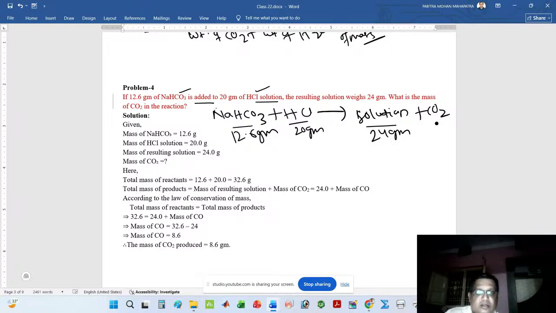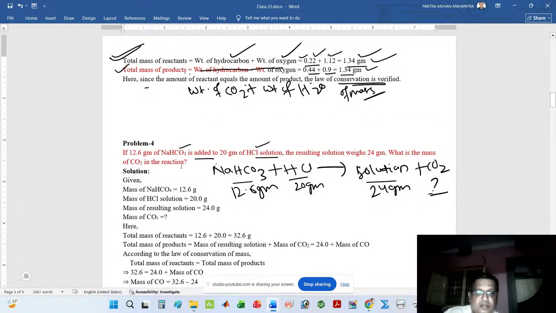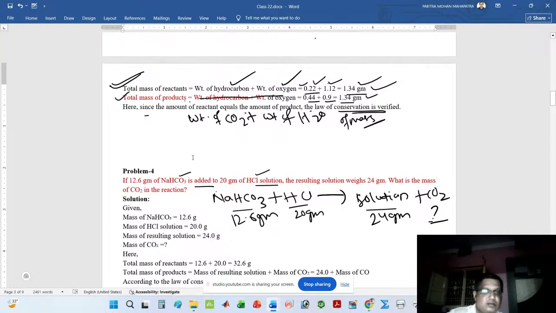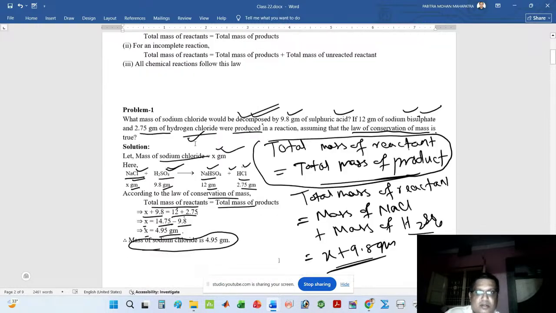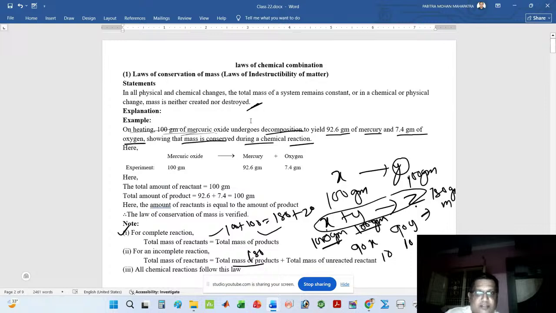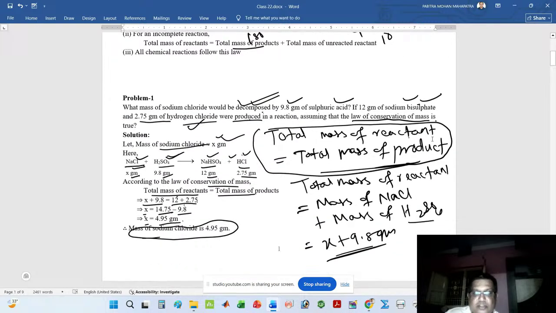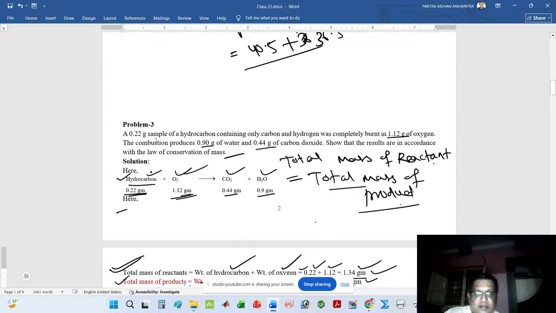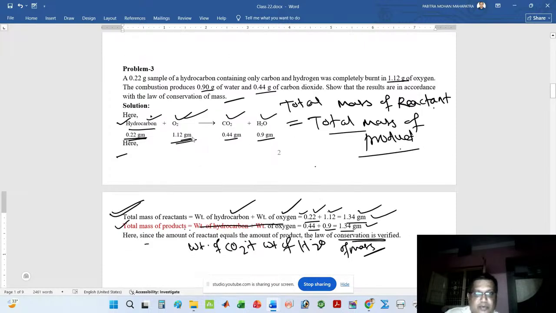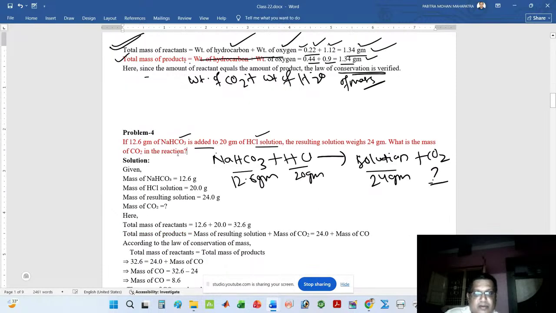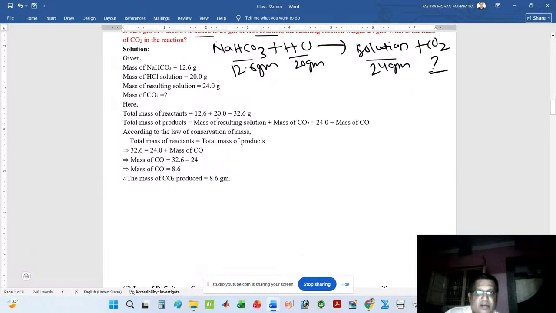Again here also something is missing. Here also in the problem it is highly necessary to write such a sentence: assuming the law of conservation of mass is verified. Here also the same problem. I will change later.